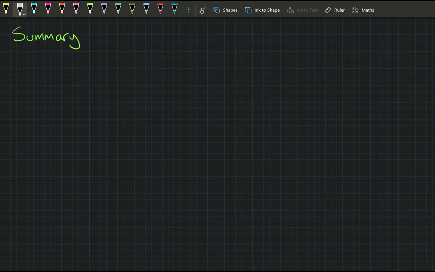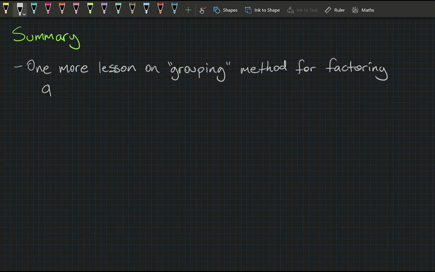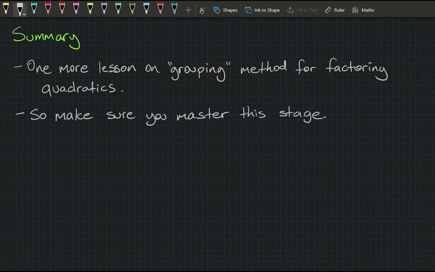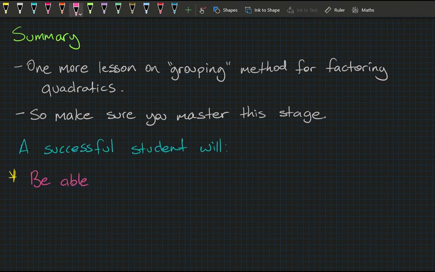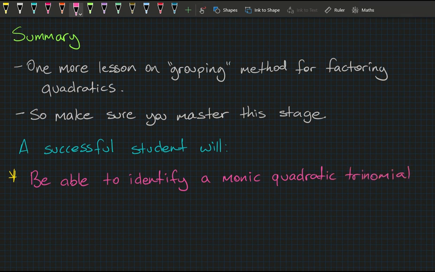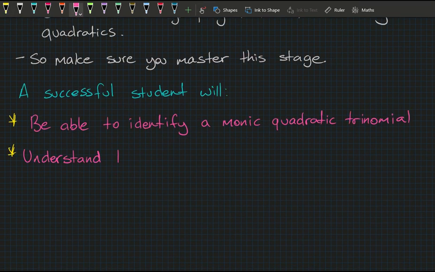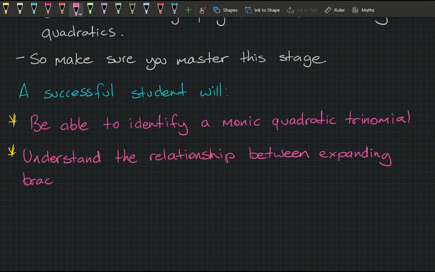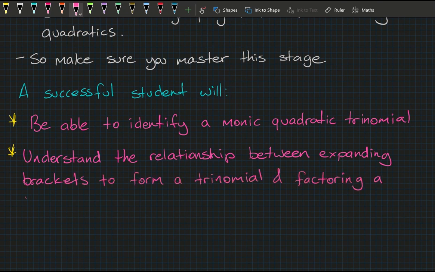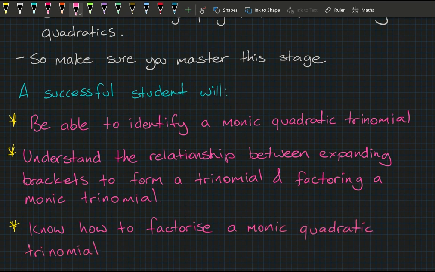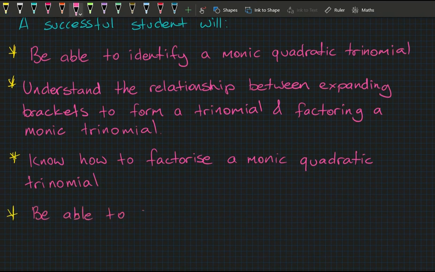Alright, we still have one more lesson to go in learning how to master this grouping method for factoring quadratics. So please make sure that you really master this stage of grouping. Okay, so for this lesson, a successful student will be able to identify a monic quadratic trinomial, understand the relationship between expanding brackets to form a trinomial, and factoring a monic trinomial. Know how to factorise a monic quadratic trinomial, and finally, be able to simplify algebraic fractions by first factoring and cancelling out common factors.